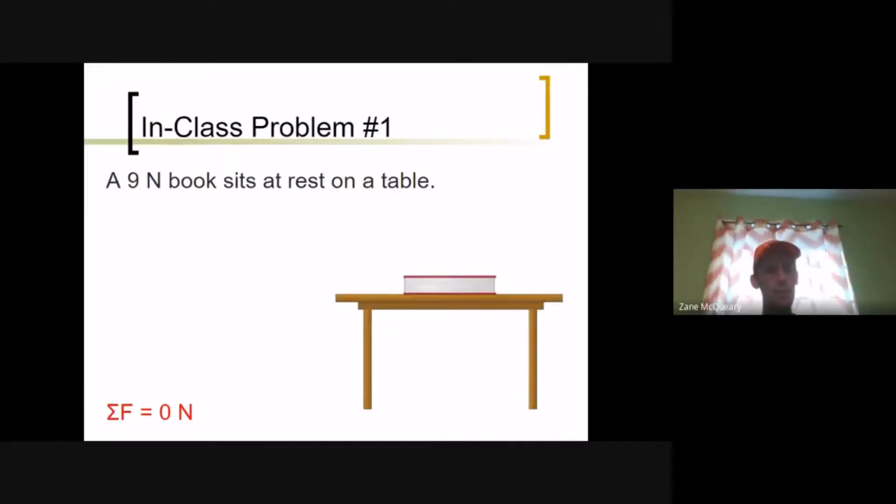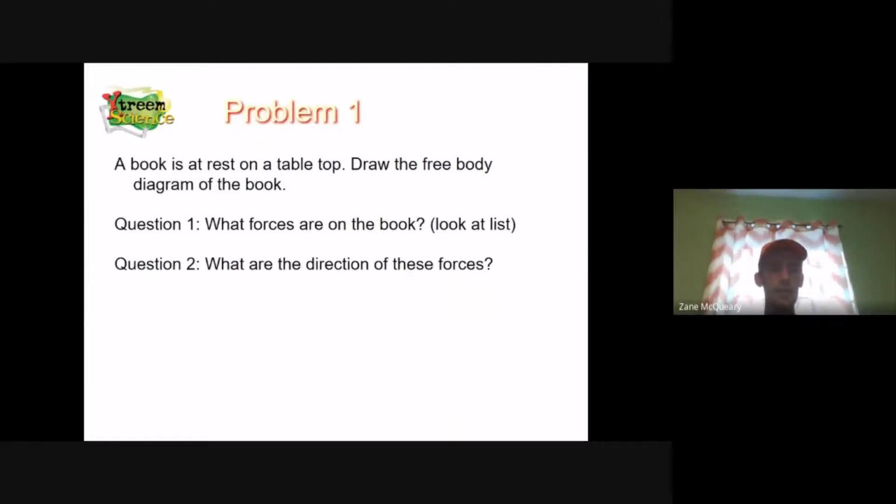Let's do a couple problems together. Consider a 9 Newton book that sits at rest on the table. 9 newtons is the weight. And we know that the net force is equal to 0 because they do tell us that at the bottom. So let's run through our steps of how to make these.